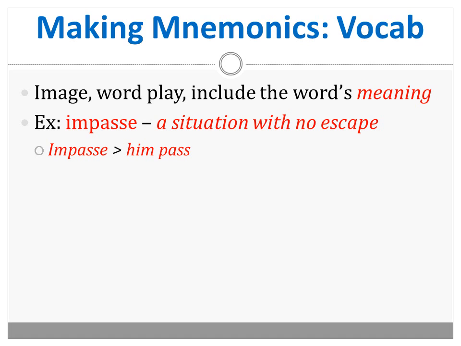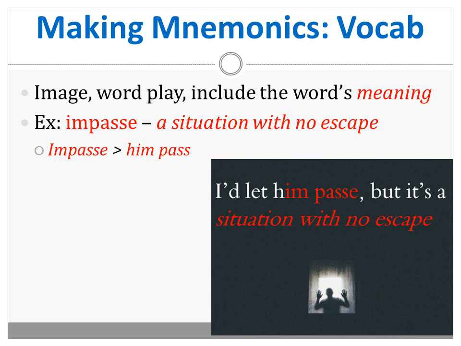I was thinking, could I make a rhyme or half rhyme for impasse? I noticed impasse sounds like "him pass," and I thought, oh, I could relate "him pass" to being unable to escape. I came up with the sentence, "I'd let him pass, but it's a situation with no escape." So I was able to include the word and the meaning of the word and make them red to highlight and link them. I also added a relevant image. That was my process for making a mnemonic for a vocabulary word, along with an example.